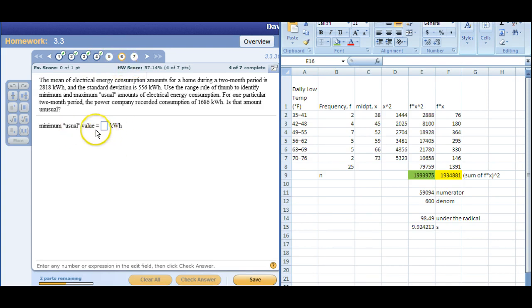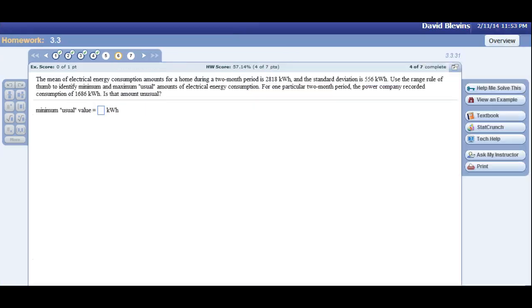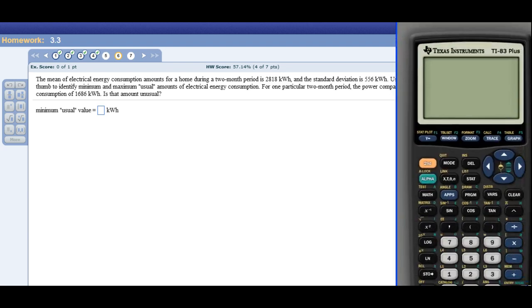Minimum usual value. Something is usual, or not unusual, if it's within 2 standard deviations of the mean. So what this is asking us to do is find the value that's 2 standard deviations below the mean. Here's our mean, here's our standard deviation. So I take my calculator and find out what's 2 deviations below the mean by just typing in the mean, and I subtract 2 times the standard deviation. 5.6. So 1706.